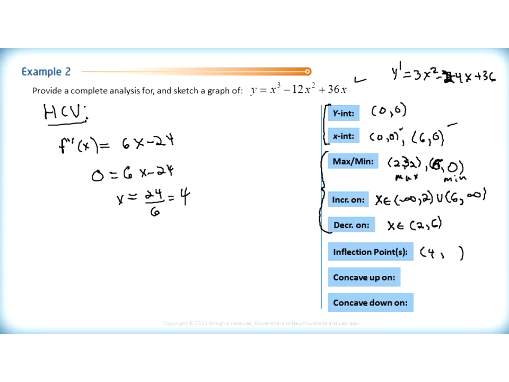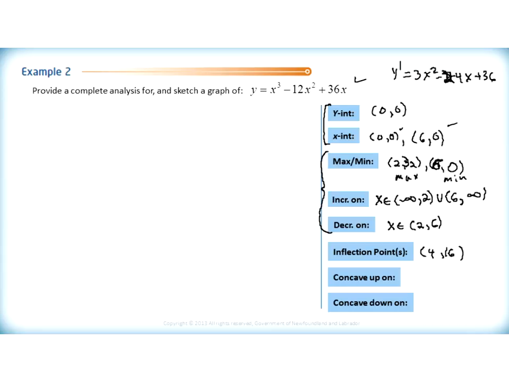We need to know its y-coordinate, so let's find that. Y at x equals 4 is going to be 4 cubed minus 12 by 4 squared plus 36 times 4. And we put all that stuff together, and we're going to have to come up with a really nice number like 16, I believe. So we put all that together, and we get an answer of 16. So at 16 for y and 4 for x, we're likely to have an inflection point. Let's check our concavity and make sure that all that works out. So all we have to do now is a concavity test. Just going to erase all that business again.